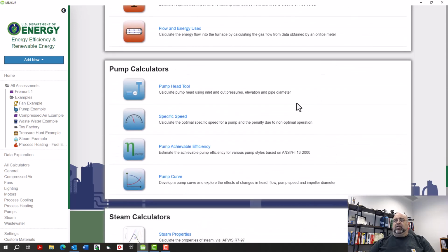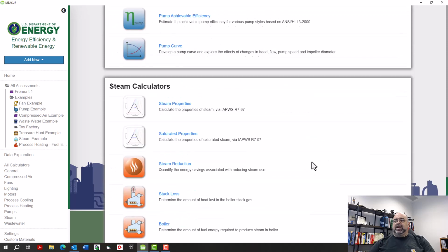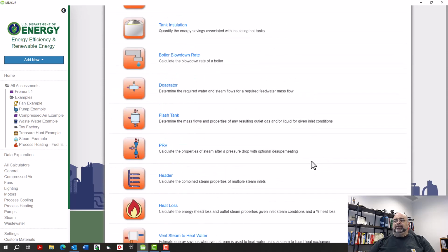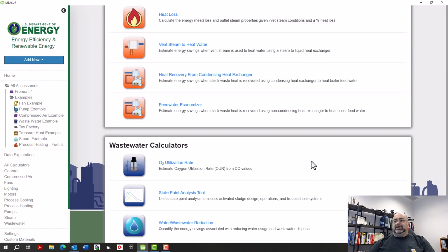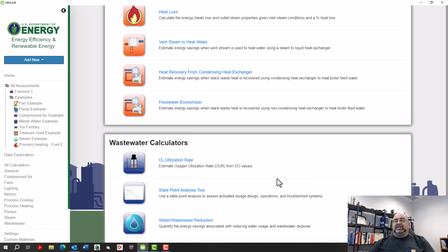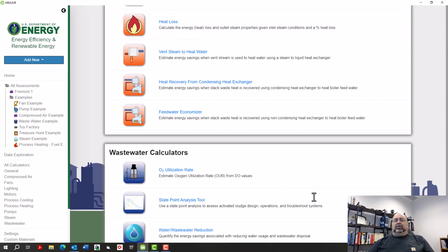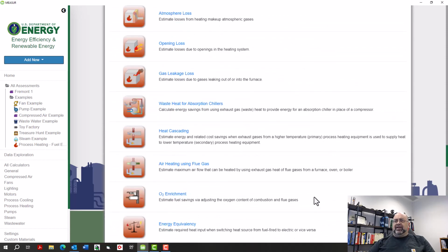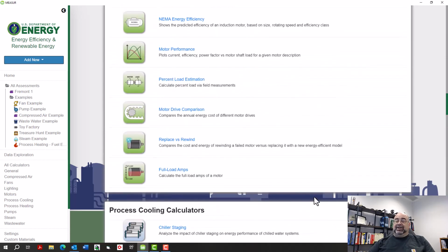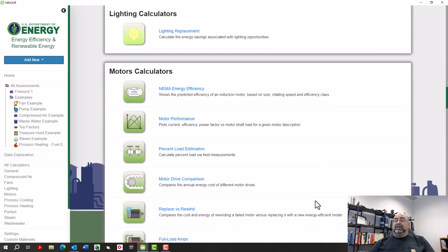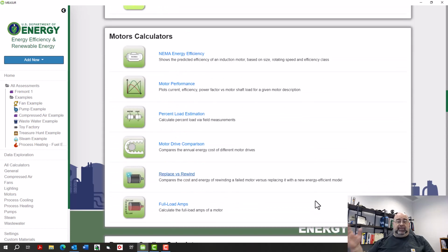And then also pump calculators, steam calculators, again, a lot. Some of these are new. Wastewater calculators, that's a new one. So looks like a whole lot of stuff that I would have to learn. Well, you can probably pick it up and run with it. So let's take a look in the motor section. In the next few minutes, we're going to cover 6 items.